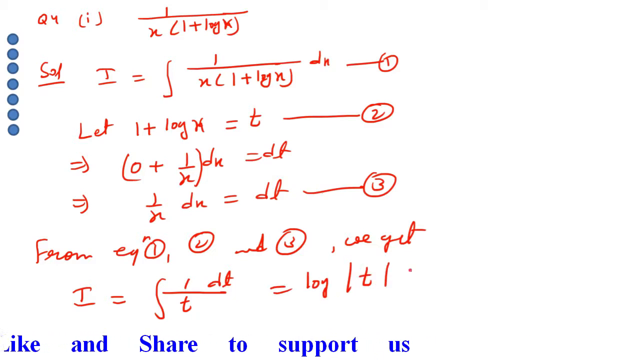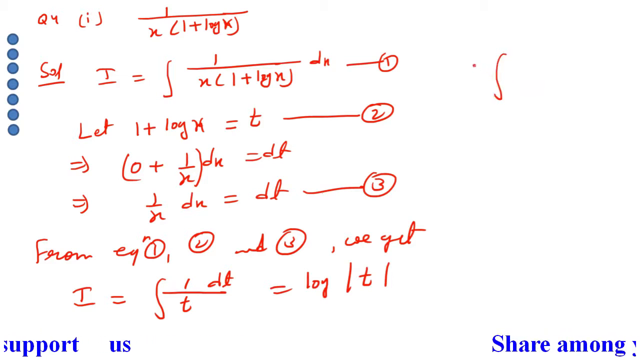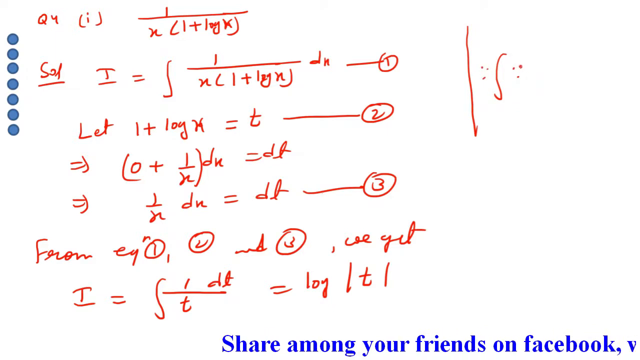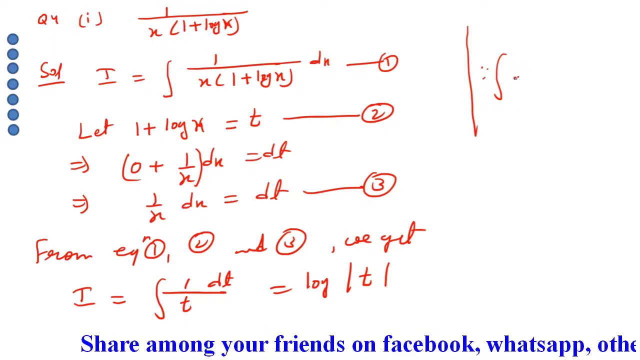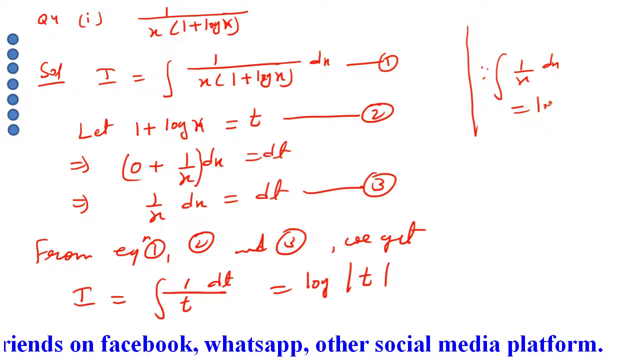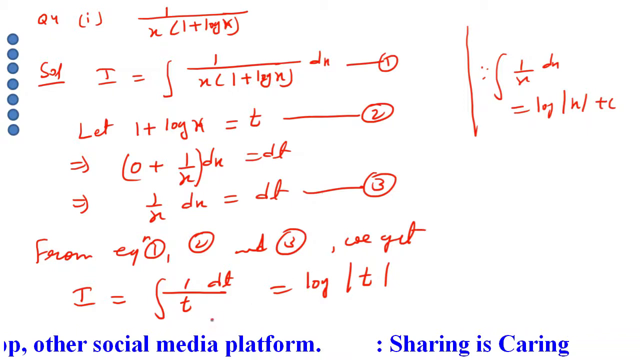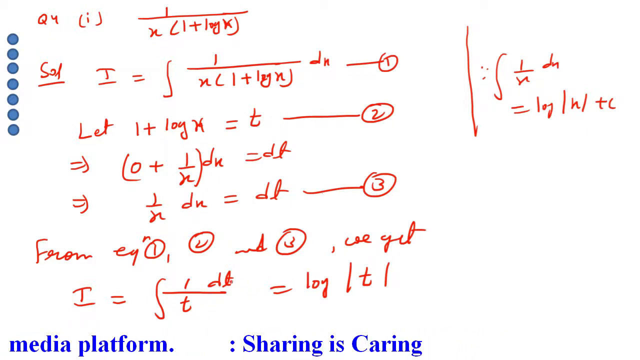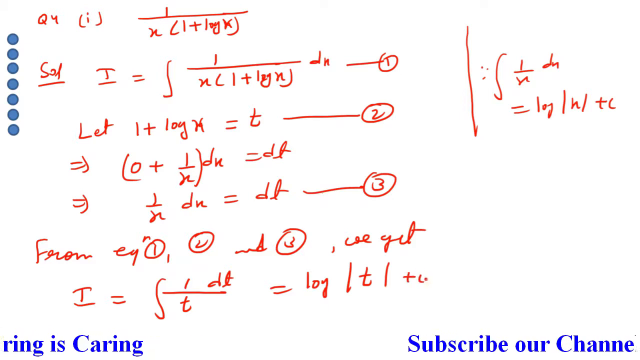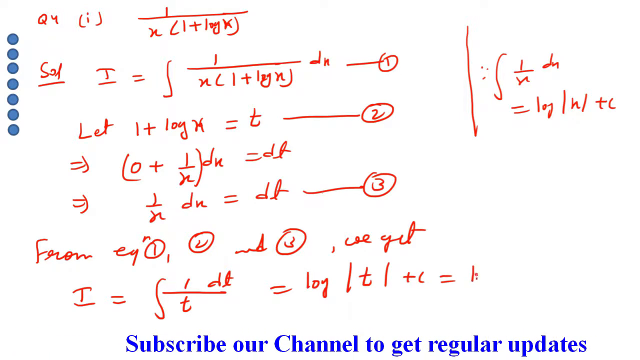So it's a formula, students, direct. What's the formula I am writing here? It's our rough work that, since 1 upon x integration formula is log mod x plus c. So from this we had obtained 1 upon t integration formula with respect to t is also log mod t plus c. Now finally this t will replace in terms of x.